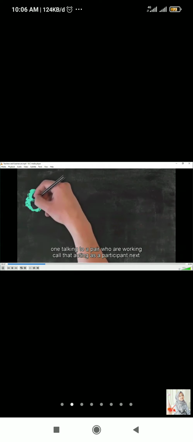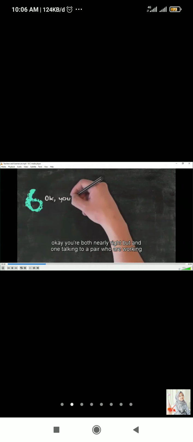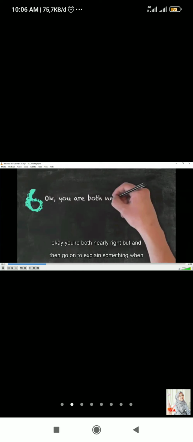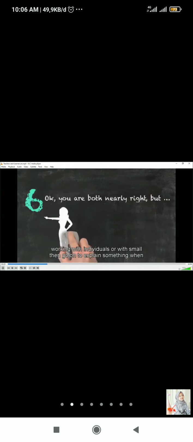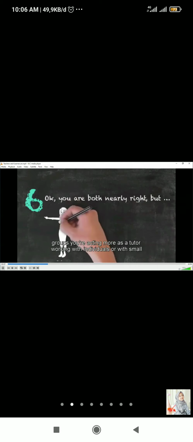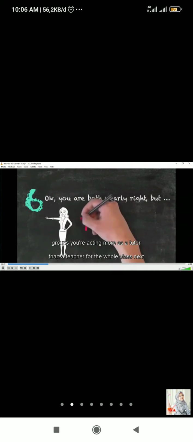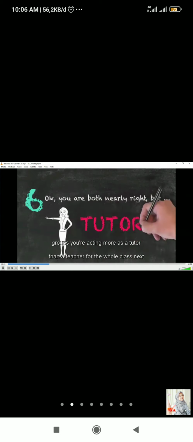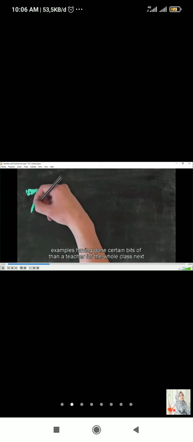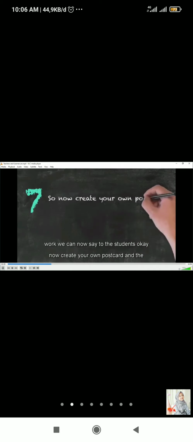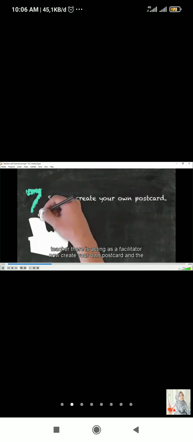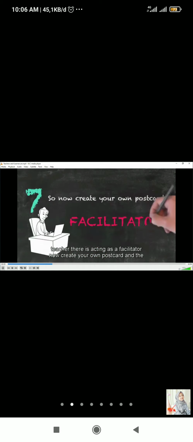Next one, talking to a pair who are working. "Okay, you're both nearly right, but," and then go on to explain something. When working with individuals or with small groups, you're acting more as a tutor than a teacher for the whole class. Next example, having done certain bits of work, we can now say to the students, "Okay, now create your own postcard," and the teacher there is acting as a facilitator.